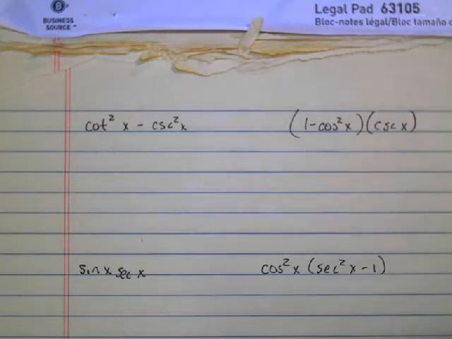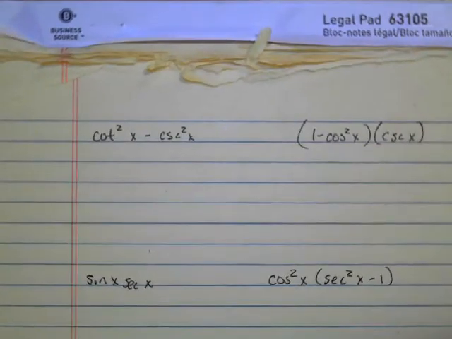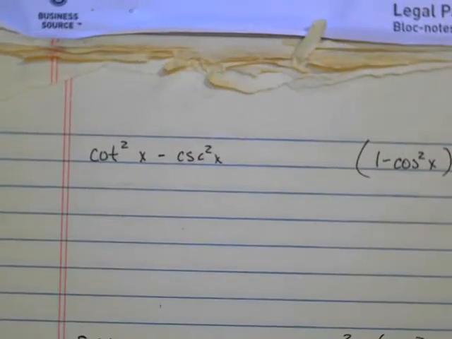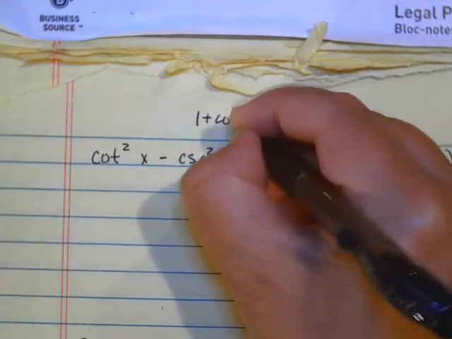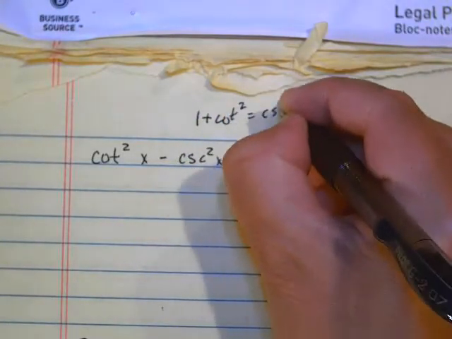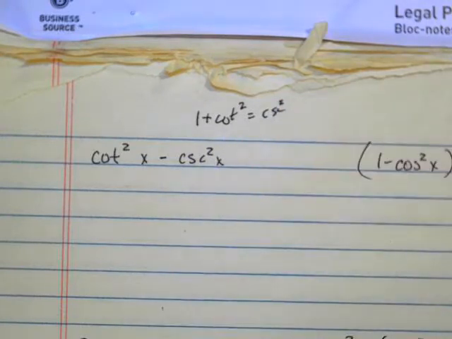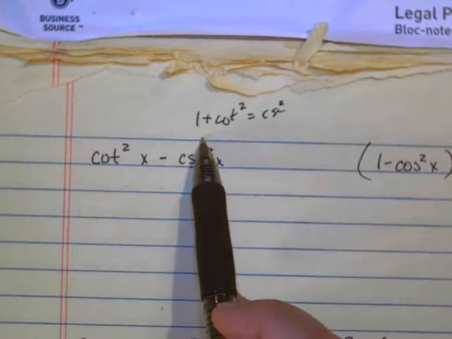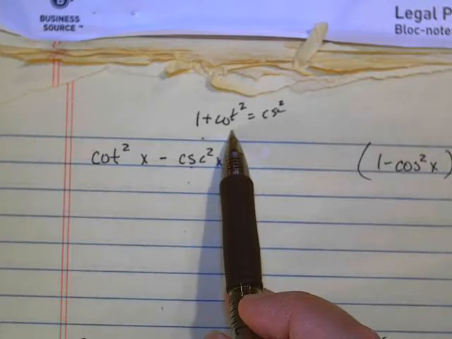Okay, on this first one here, I want to try to simplify. So I'm trying to think to myself, is there a way that I can compare cotangent and cosecant? If you'll look back at your Pythagorean identities, you'll see that 1 plus cotangent squared equals cosecant squared. So in place of this cosecant squared, I'm going to put 1 plus cotangent squared. So I'm going to substitute.